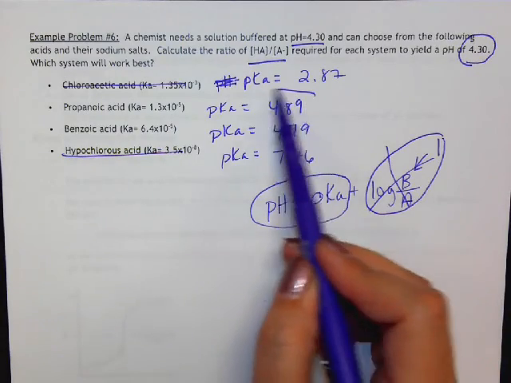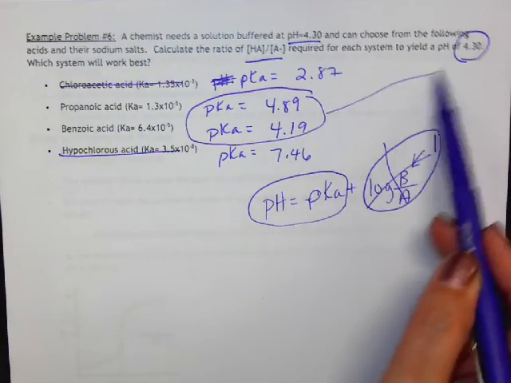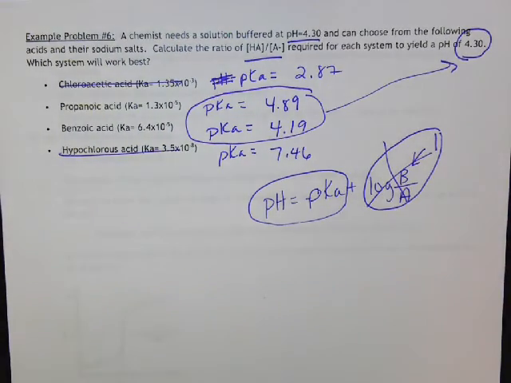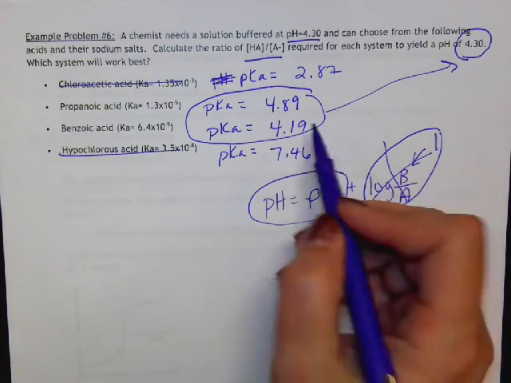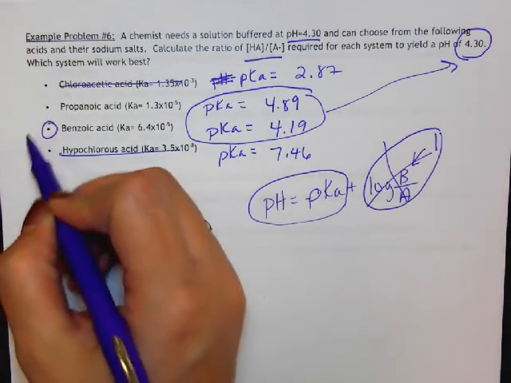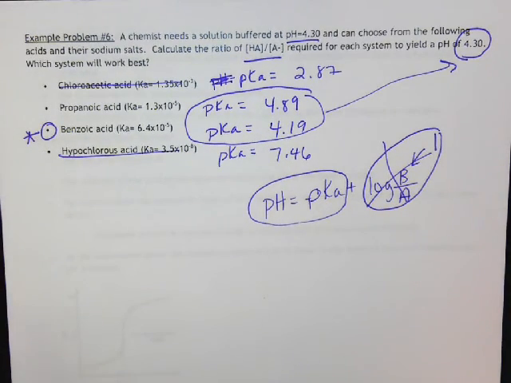And then these two are fairly close to 4.3, right? Or we want the one which is closest to it, right? And so the one that's closest to 4.3 would be our 4.19. So the benzoic acid would be the one that would be the most optimum buffer for the situation that we're looking for.